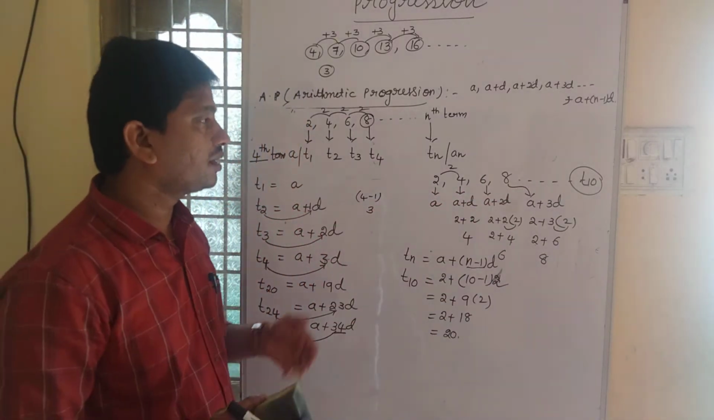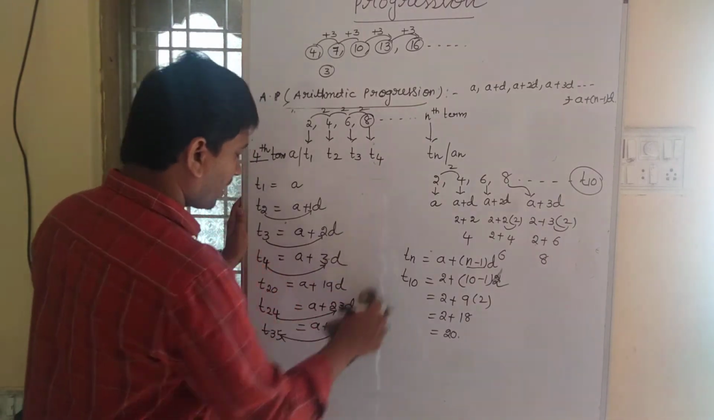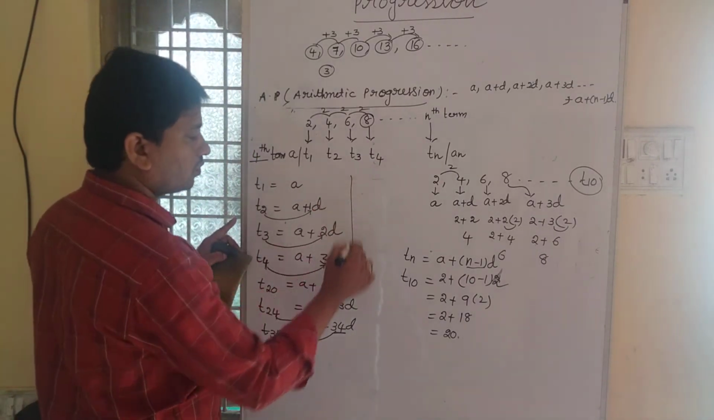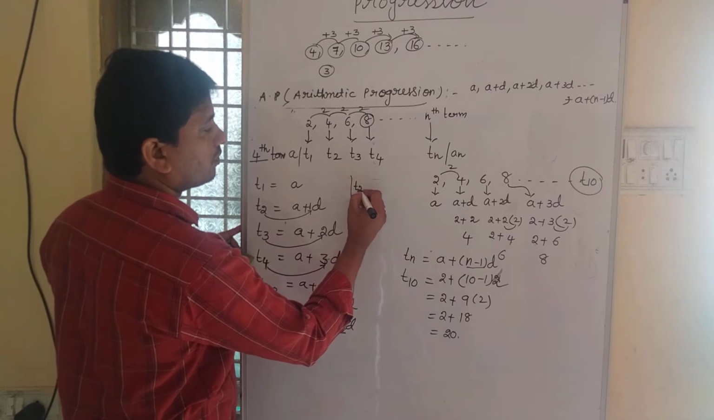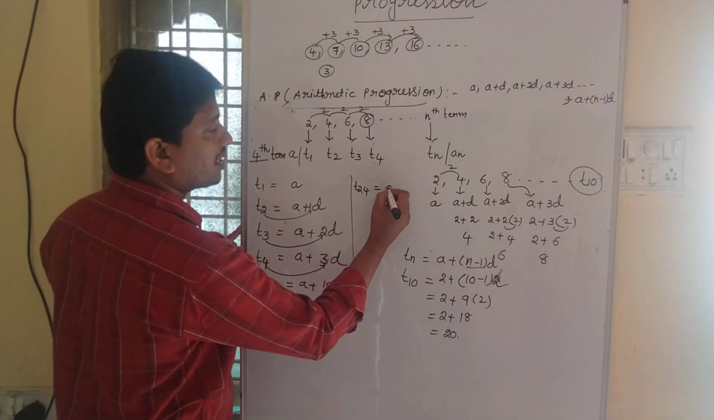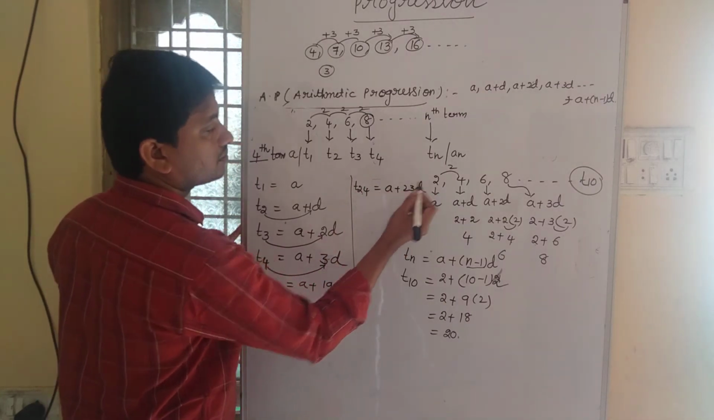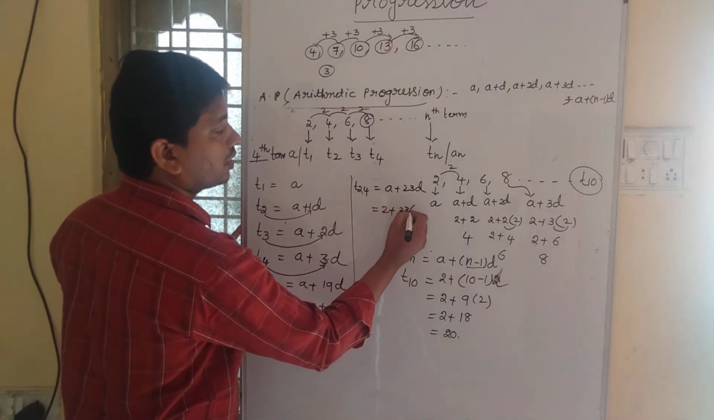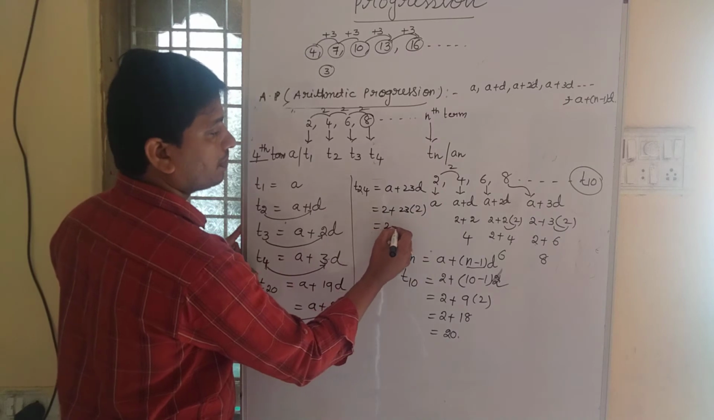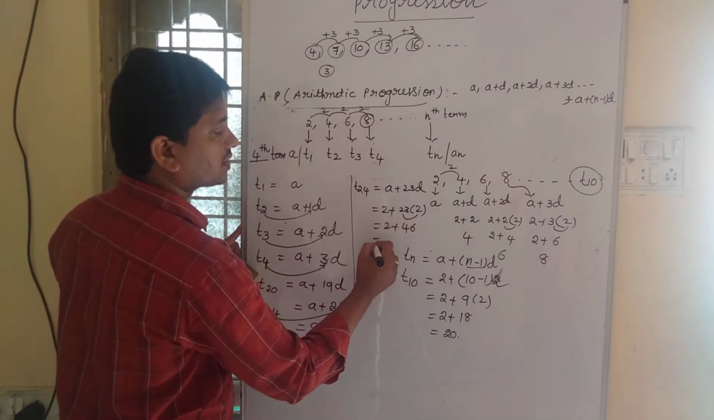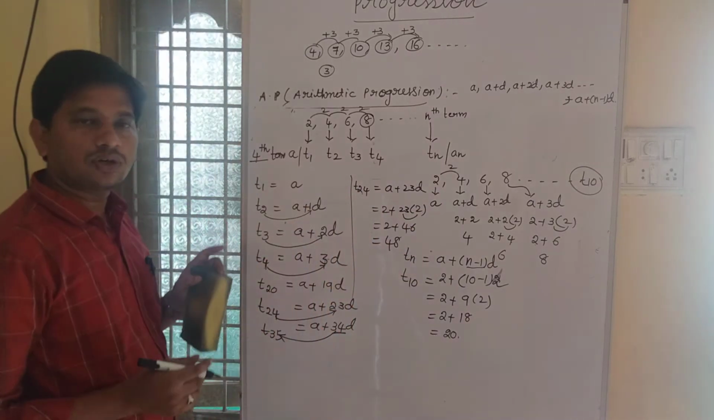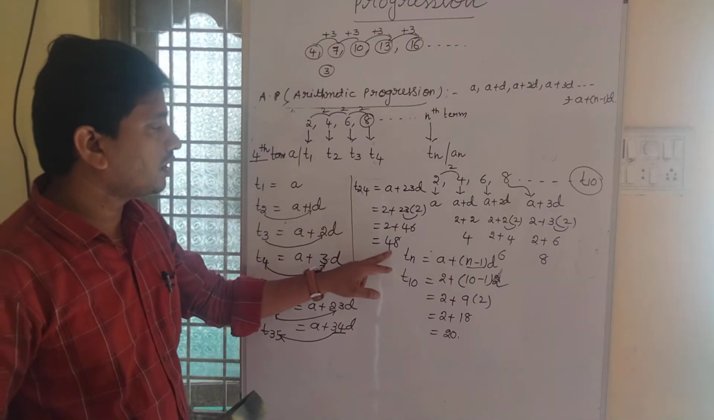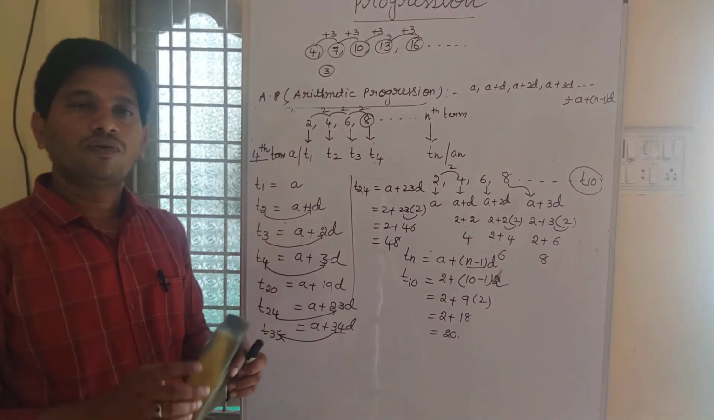And they will ask you to find, for example, the 24th term. How to find the 24th term? T24 is equal to, directly you can write as a plus 23d. So a value is 2 plus 23 into d value is 2. So 23 times 2 is 46. 2 plus 46 is equal to 48. So what is the 24th term of the AP? It is equal to 48, right?